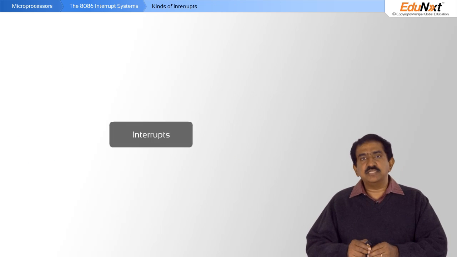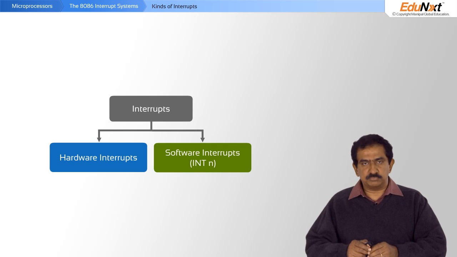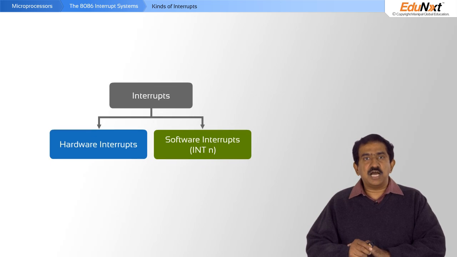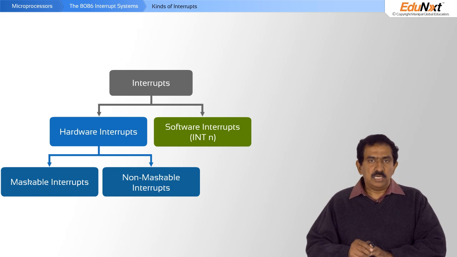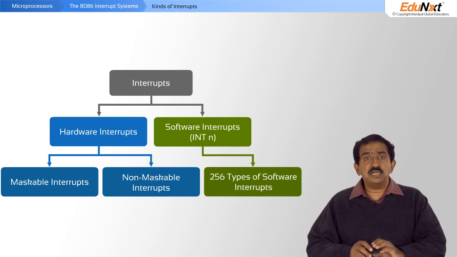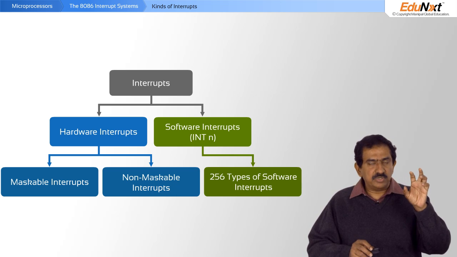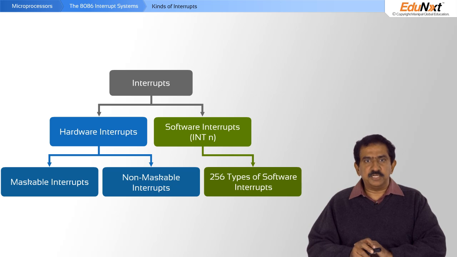But there are many kinds of interrupts. The big ones are the hardware and the software interrupt. There are two big families of interrupts. In the hardware interrupts, there is a non-maskable interrupt and a maskable interrupt. We'll talk about each of them in a little detail. In the world of software, for the 8086, there are 256 types of interrupts possible. All right. So there's a hardware interrupt and a software interrupt. Hardware is maskable or non-maskable, and there are 256 types of software interrupts.